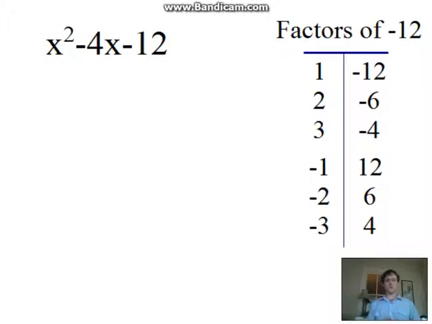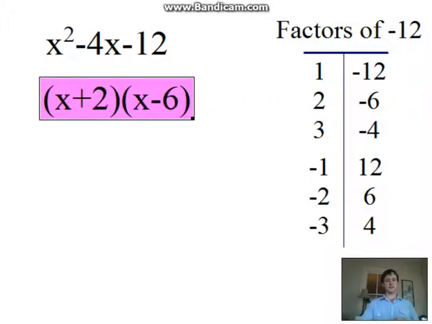And so there are certain shortcuts we can use, such as we can think to ourselves, well, we don't need to check the times when the positive number is bigger. So that just gives us 3 options. So 1 plus -12 is -11. Okay, that's not it. 2 and -6 is going to be -4. So that must be our answer: x plus 2 times x minus 6.